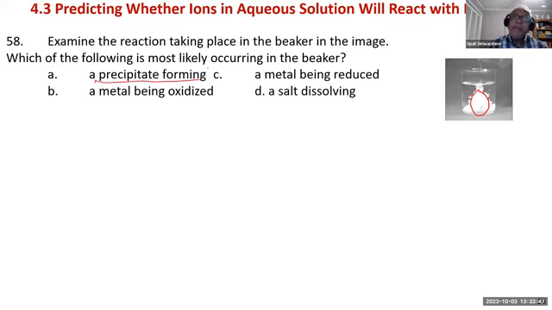A metal being reduced, there's no redox reaction. No electrons are transferred. Metal being oxidized, that's redox. Precipitation reactions are not redox reactions. Salt is not dissolving, salt is precipitating out. Answer is A.